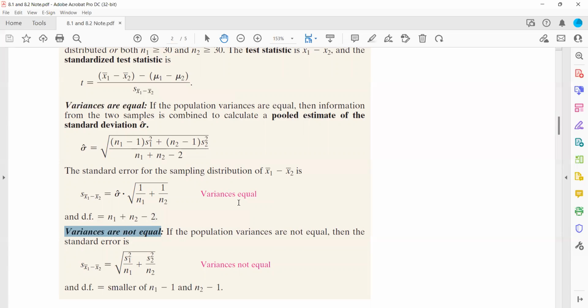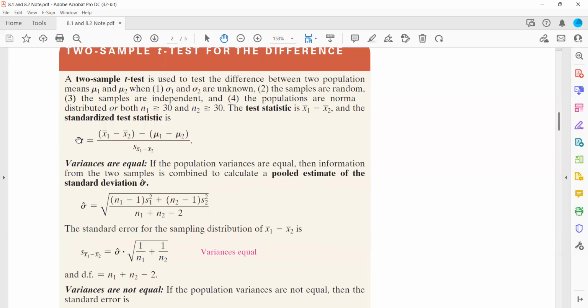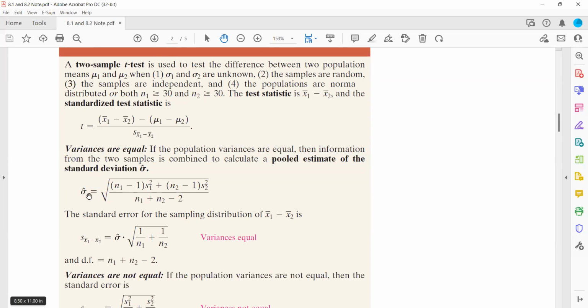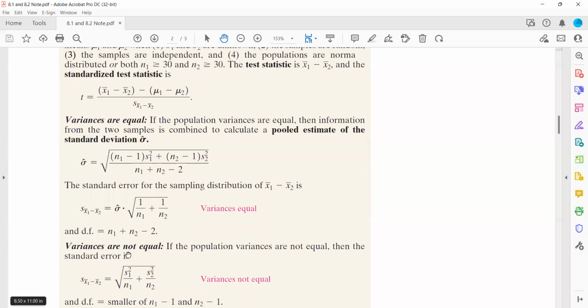So again, if sigma 1 and sigma 2 are missing, you're going to find a t, but you need to find that piece of information in the example or in your project. Are variances equal to each other, or are they not equal? If they are equal, you're going to follow the standard error this way. If the variances are not equal, then the standard error is going to be this scenario here. So your numerator is going to be the same: the difference between the sample means minus the difference between the population means, which is 0, divided by the standard error.